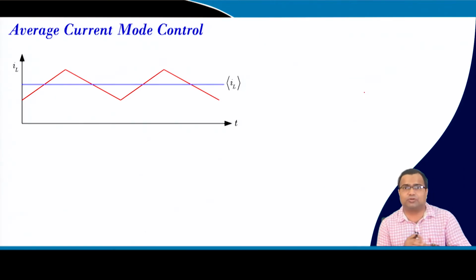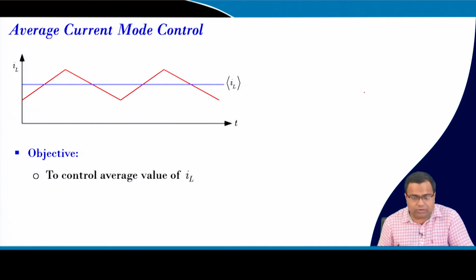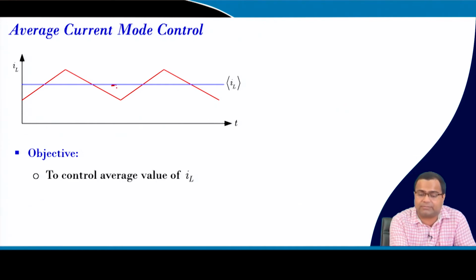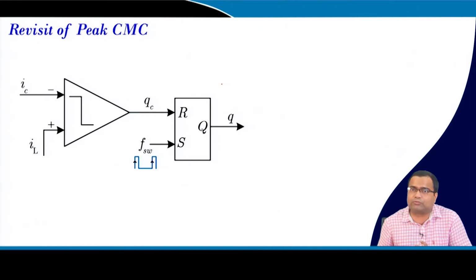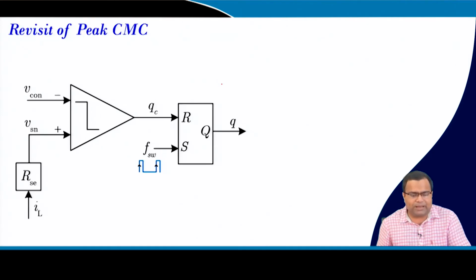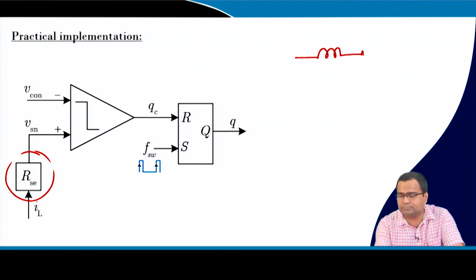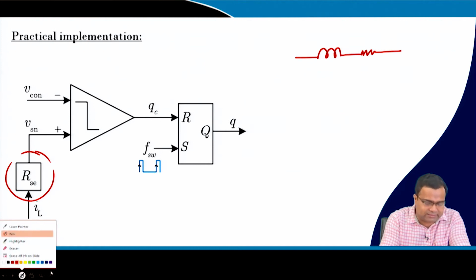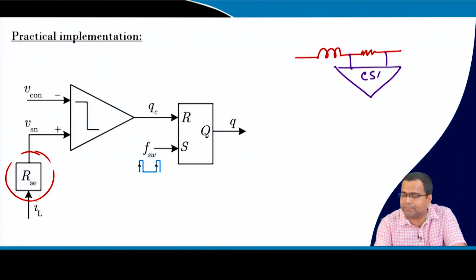Now coming back to average current mode control. In average current mode control, we intentionally put a low pass filter to extract the average current. That means in the average current mode control, we have to control the average value of the current. The question is how to extract the average value. One way, if we go back to the peak current mode control: we have a sense resistor, equivalent sense resistor. Suppose we take the inductor and put an actual current sensor, and then use a current sense amplifier; this is your sense resistance.